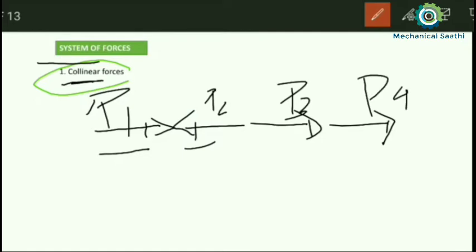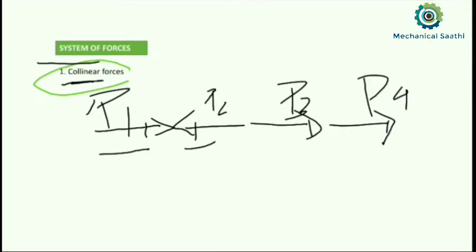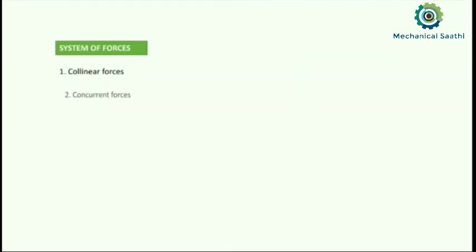And direction is like this. So if I look over here, I can see that all these four forces are acting on a single line. So this type of forces are known as collinear forces. Collinear force means basically if all those forces are acting on a single line, then that type of system of forces is known as what? Collinear forces.